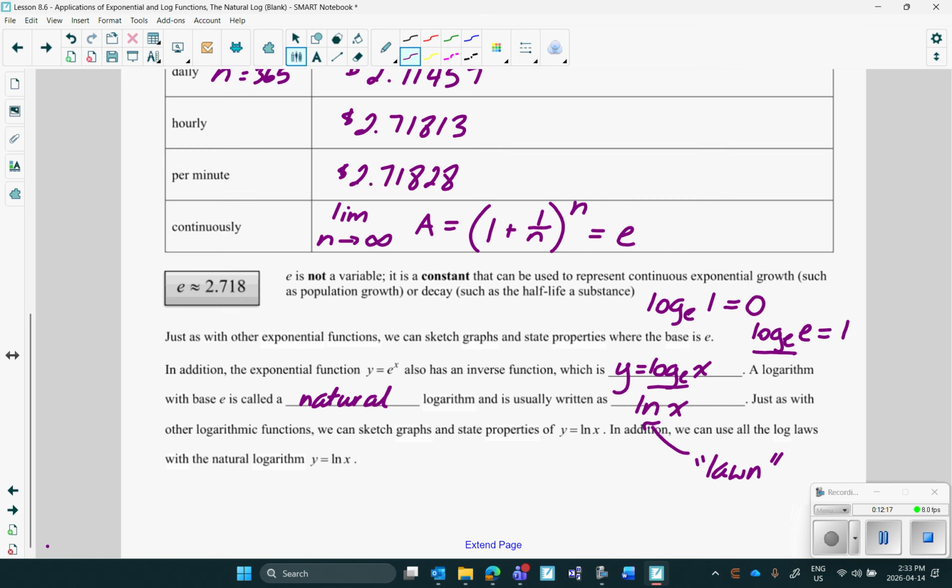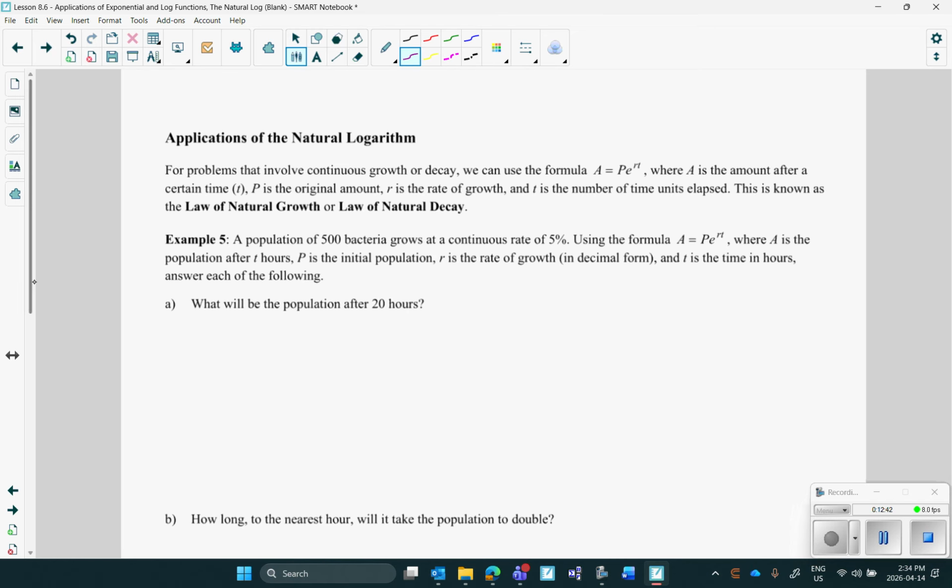Okay. So we can use this type of log to solve problems that involve continuous growth or continuous decay. Substances continuously decay, many substances. Population continuously grows. So let's look at a couple of examples.